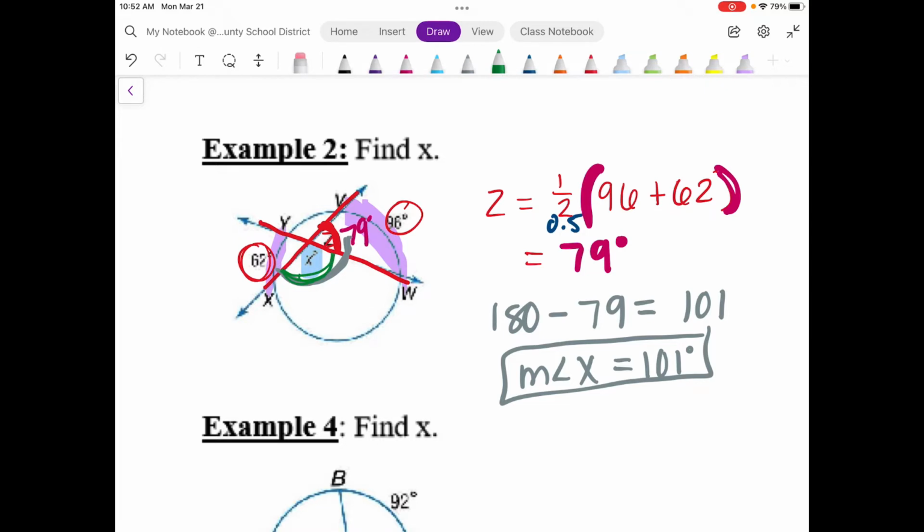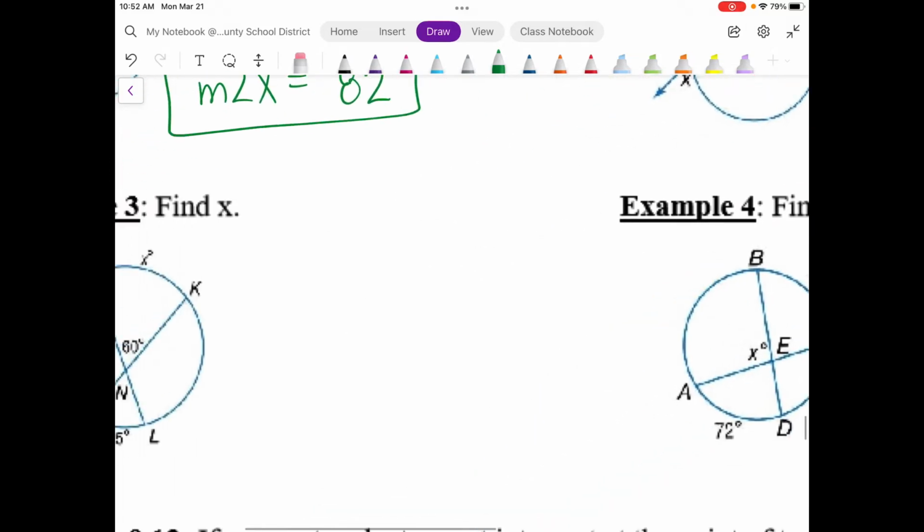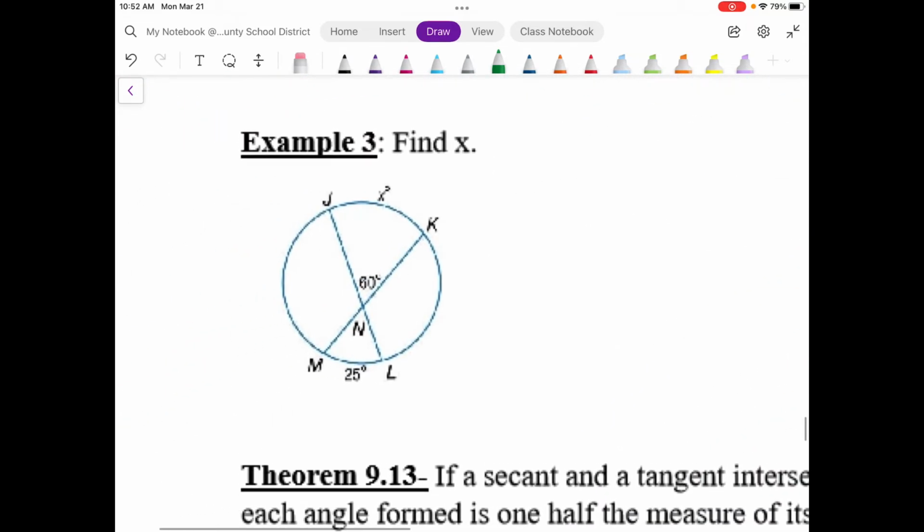I just figured this was an easier way to do it in this case. Okay, so far we've been using the outside arc measures to find the inside angle. But now example 3 is going a little bit backwards, so we know what the inside angle is. Okay, and X happens to be on the outside. So we're going to set up this equation a little different.